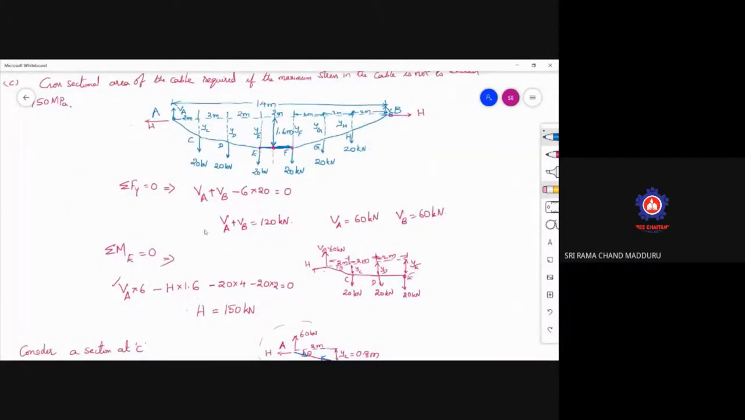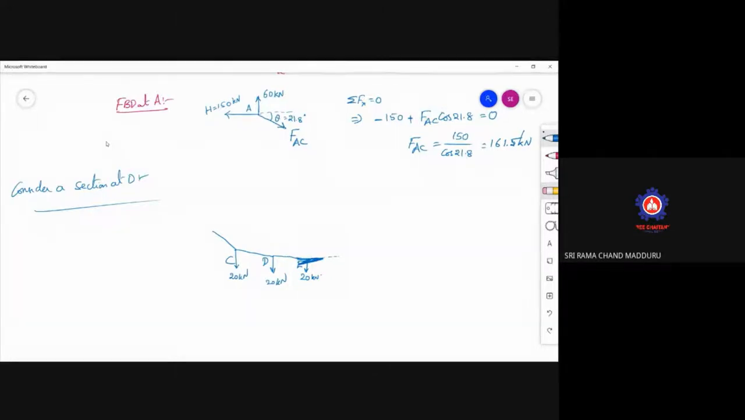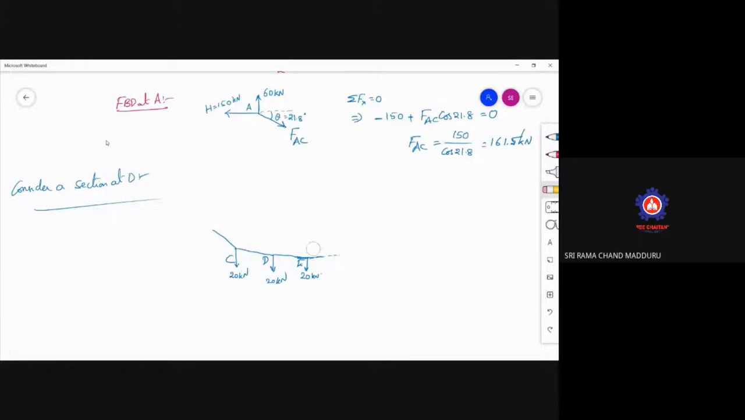Go to D, consider a section at D. Now your suspension bridge: this is C, which is 20 kilonewtons, and D is 20 kilonewtons. Wait a second. We are considering section D, right? Then why should we draw all these things? No need. Nothing is required. You only have to consider up to D. That's it.